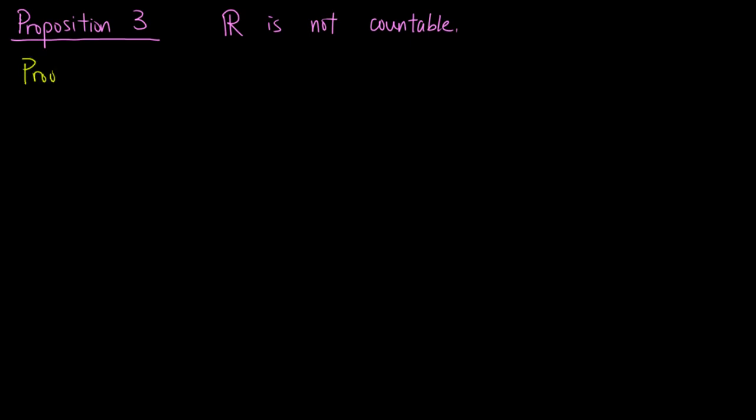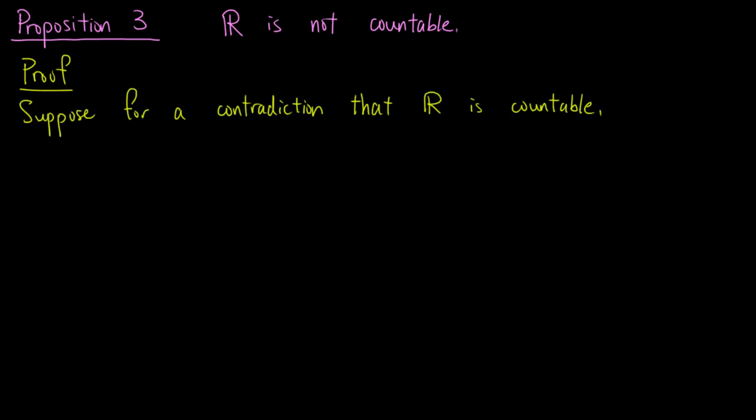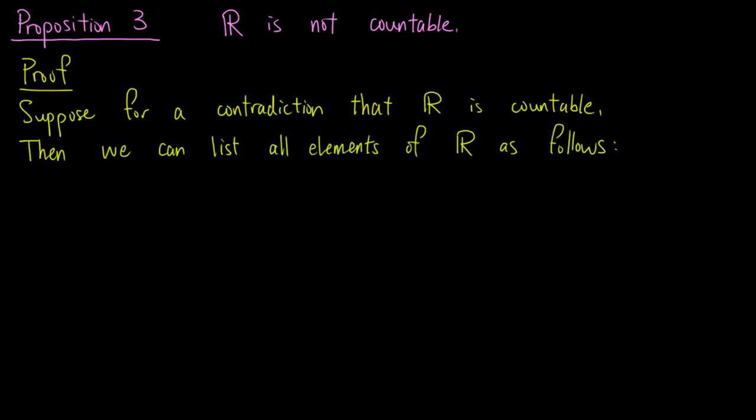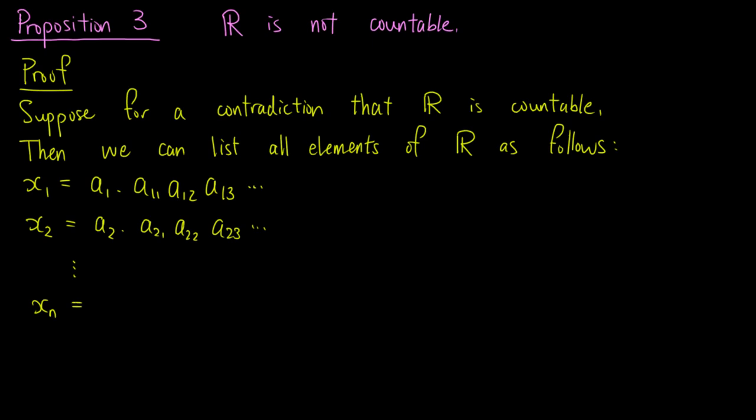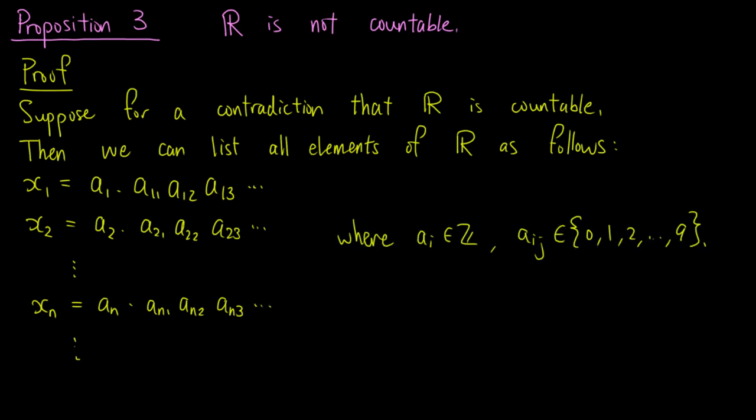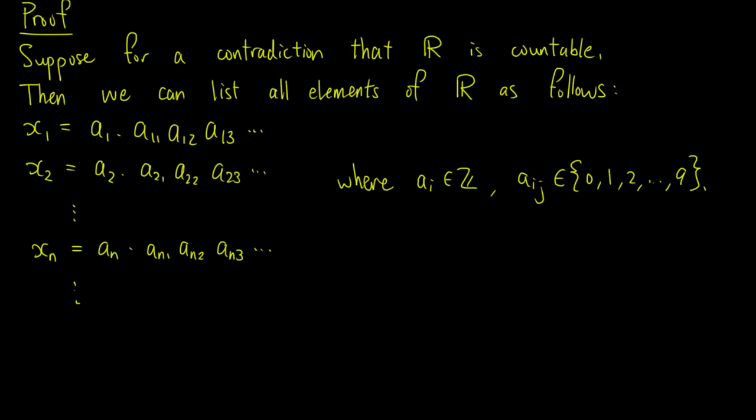The third proposition states that the set of real numbers is not countable. To prove this, let's suppose for a contradiction that the real numbers are countable. Then we can list all the elements of the real numbers as follows: x1, which equals a1, point a11, a12, a13, and so on; x2, which equals a2, point a21, a22, a23, and so on, where a general element is of the form xn, which equals an, point an1, an2, an3, and so on, where ai is an integer and aij is an element from the set 0, 1, 2 up to 9.